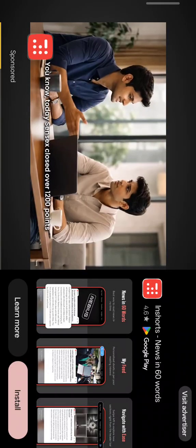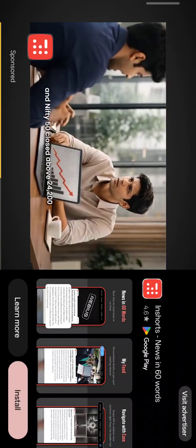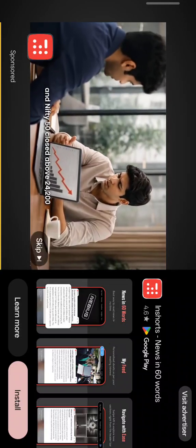Today Sensex closed over 1200 points and Nifty 50 closed above 24,000.